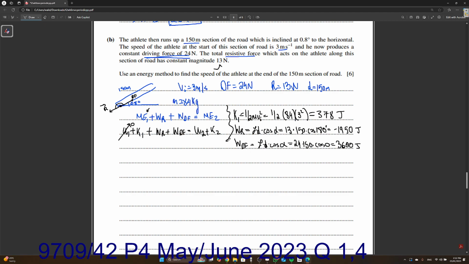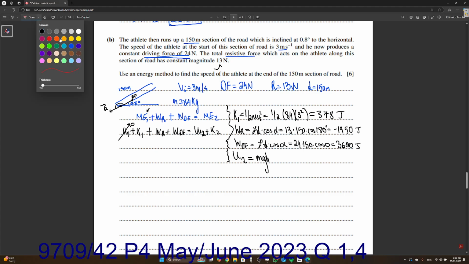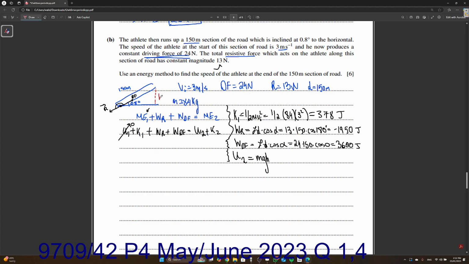Okay, and we can also find U2 and K2. Let's see. U2 is equal to what? mgh, right? Here is the tricky part. mgh. Are we talking about how long the inclined plane is, or are we talking about the height? We're talking about the vertical height, H. How do you find H? I always told you, H is equal to the length of the slope times sine of the angle of your slope.